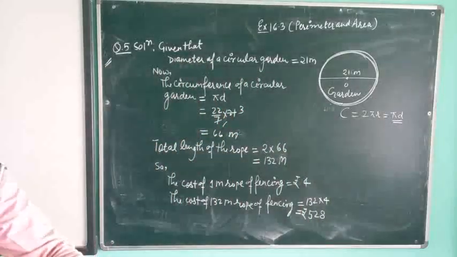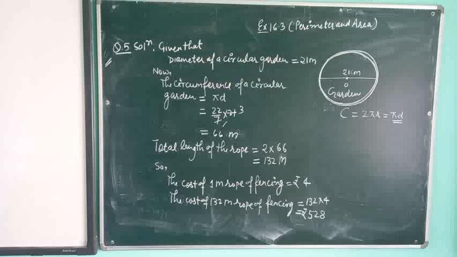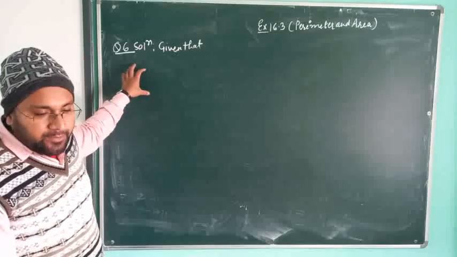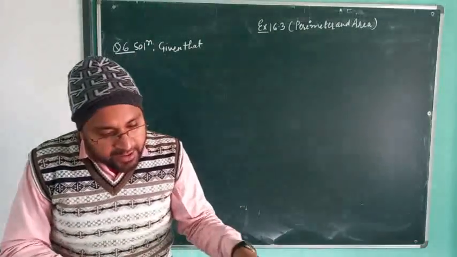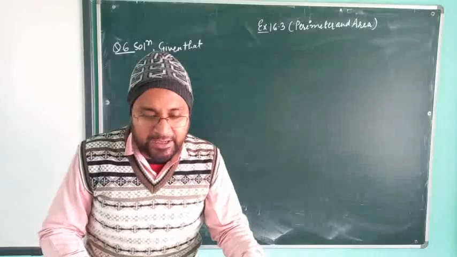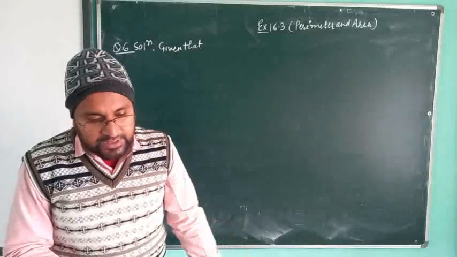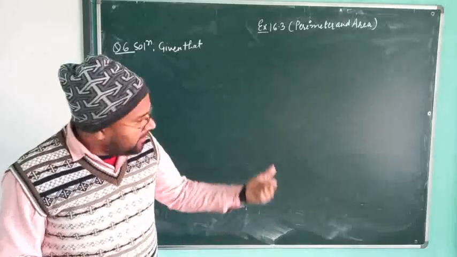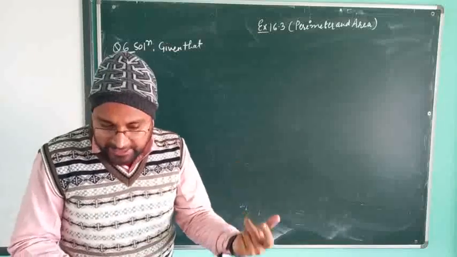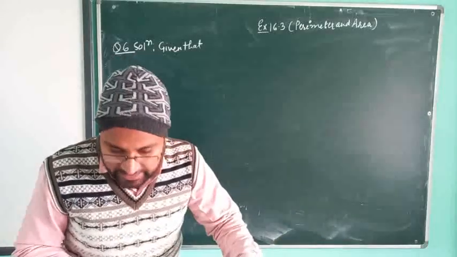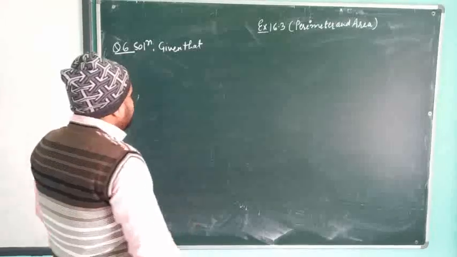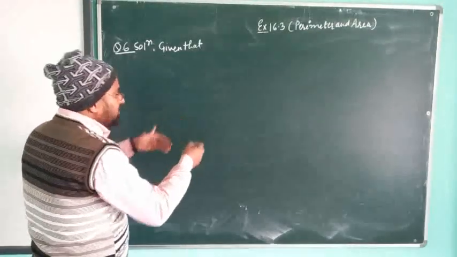Now I am going to solve question number 6. After completing question number 5, I am going to solve question number 6. If the circumference of a circle exceeds its diameter by 30 centimeter, find the radius of the circle. There are two ways to do that. You can use the formula for circumference, pi into d, and the excess over the diameter is 30 centimeter.